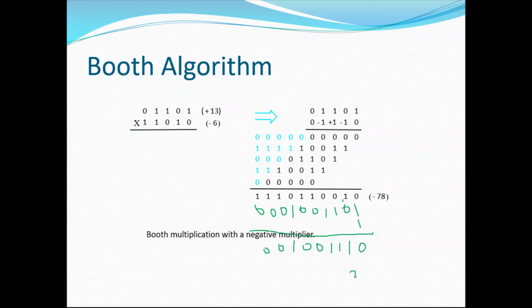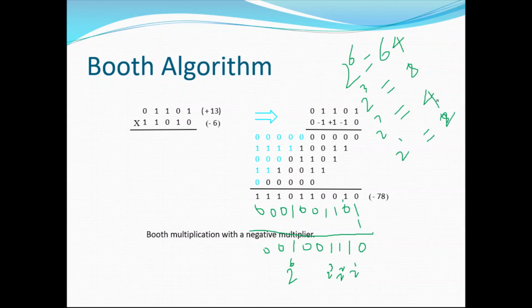Now let us see what this is. This is 2 to the power 1, this is 2 to the power 2, this is 2 to the power 3, 2 to the power 4, 5 and 6. Previously we have seen that 2 to the power 5 is 32, so 2 to the power 6 is 64. 2 to the power 3 is 8, 2 to the power 2 is 4, 2 to the power 1 is 2. So add all these things: 8 plus 2 is 10, 10 plus 4 is 14, 64 plus 14 is 78. And we know that it's a negative number and it is in 2's complement, so this minus sign comes. So this is how Booth's algorithm works for negative numbers.